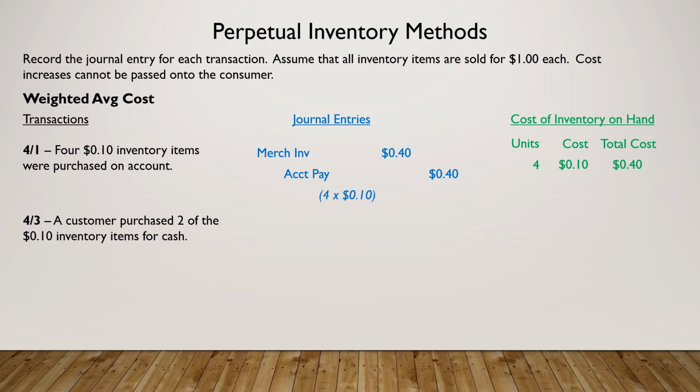On April 3rd, the sale of the 2 10-cent items will be recorded with a debit to cash and a credit to sales of $2. Then debit CGS and credit merchandise inventory for 20 cents. We don't need to calculate the costs because all of our inventory was purchased at the same price. After this sale, we have 2 units left for a total inventory value of 20 cents.